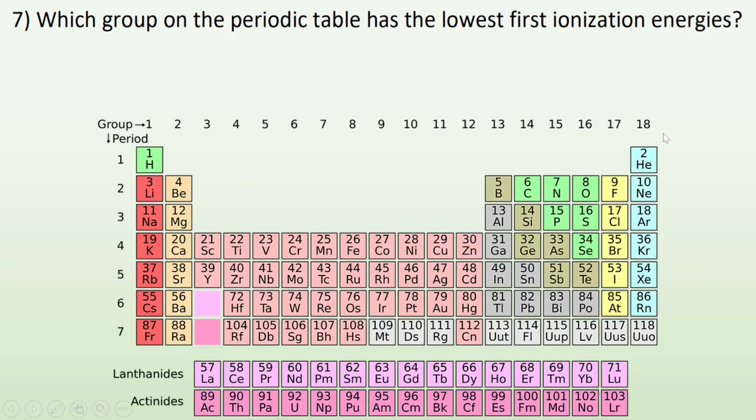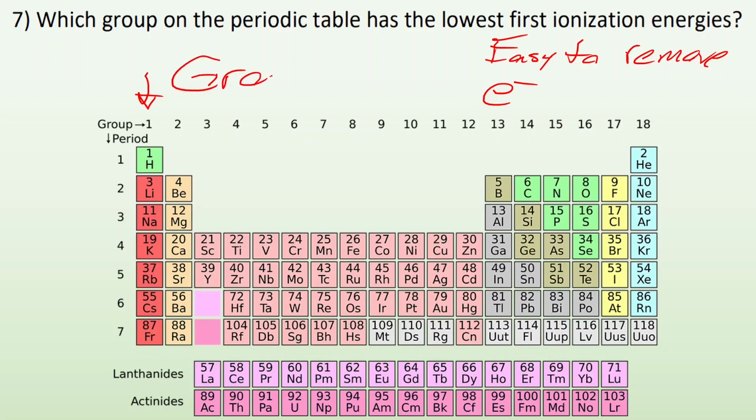All right, 7. Which group on the periodic table has the lowest first ionization energy? So which one of these is the easiest to remove an electron from? Well, that would have to be our group 1. Those group 1 metals are so reactive that you won't find the metallic version of them in nature at all. They've reacted, they've oxidized, something has taken electrons from them. They're the easiest elements to remove electrons from.